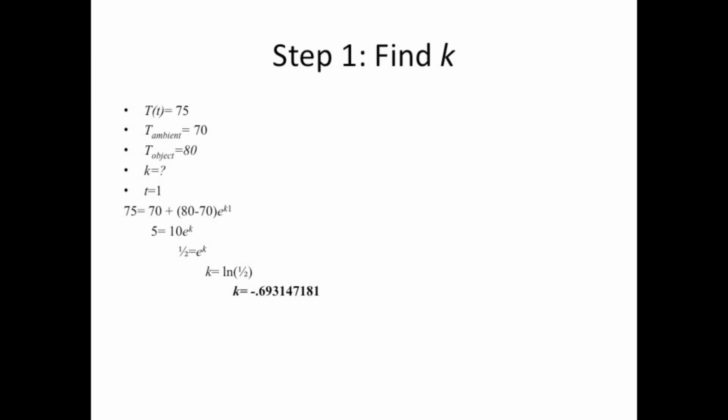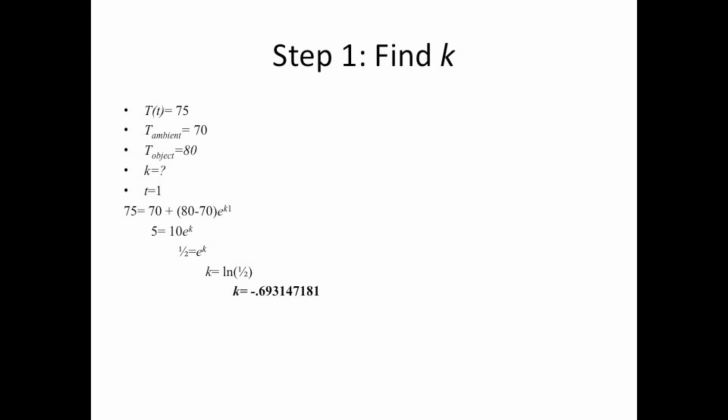So for our first step, we need to find k. We'll plug in all of our known variables, and we get the equation 75 is equal to 70 plus (80 minus 70) times e to the power of k times 1. First we subtract 70 from both sides, and then subtract 80 minus 70, and we get 5 is equal to 10 times e to the power of k. We divide both sides by 10 and get 1/2 is equal to e to the power of k.